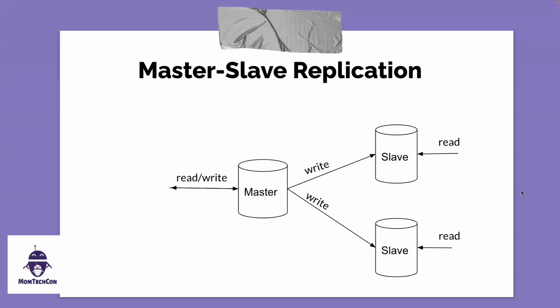Master-slave replication is when there is a primary storage that will handle reads and writes from the clients. The master storage will duplicate the data into the slave storage, and the other clients can read from the slave storage. If the master fails, then a new master will be elected.